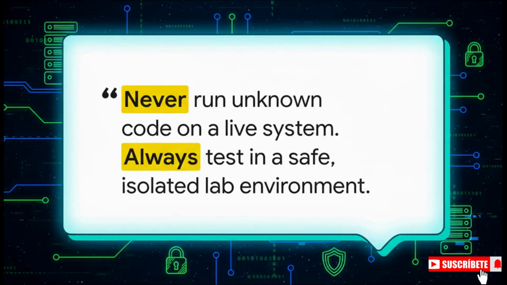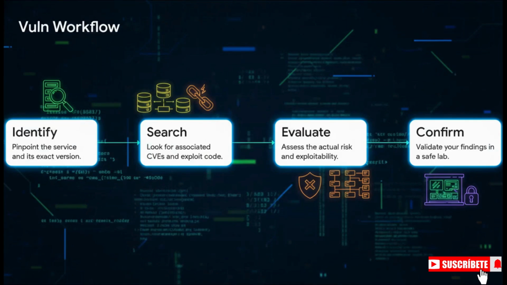And this brings us to what is maybe the most important rule of this entire process. You never, ever, ever run code you found online on a system you don't have explicit written permission to test. It's incredibly dangerous and it's illegal. All of this research, all of this testing must be done in a safe, isolated lab that you control. No exceptions.